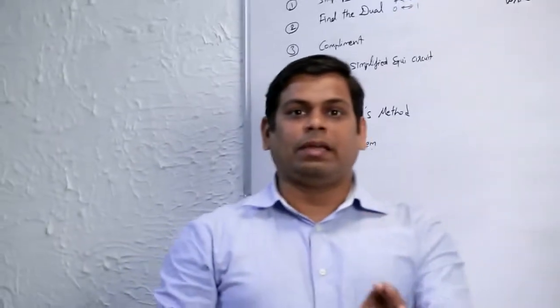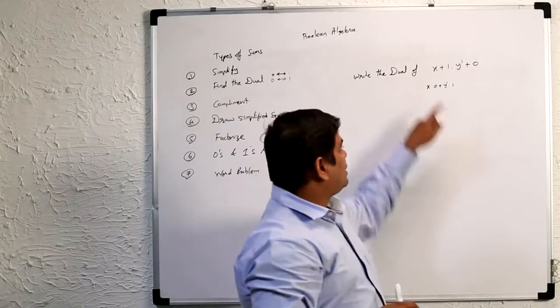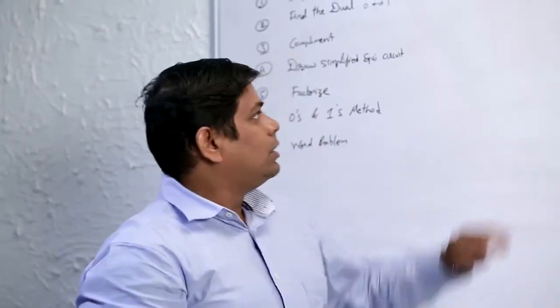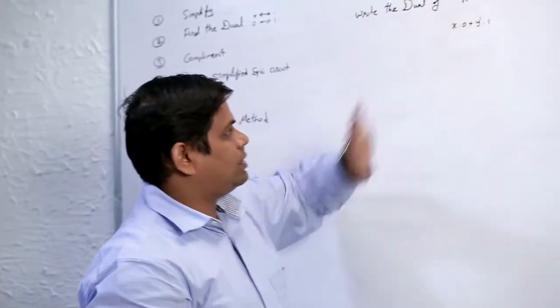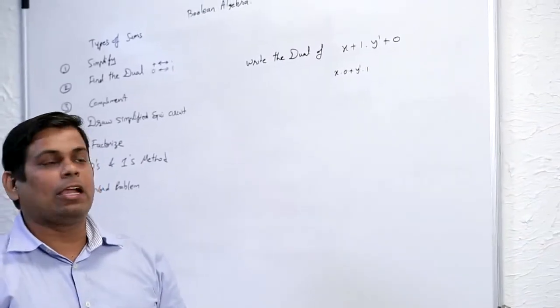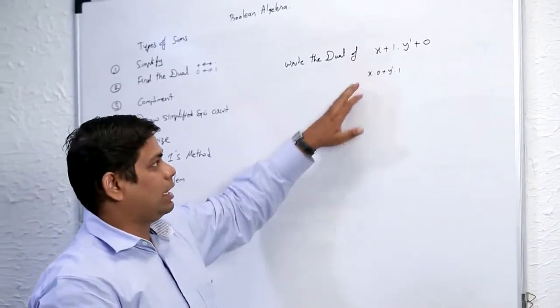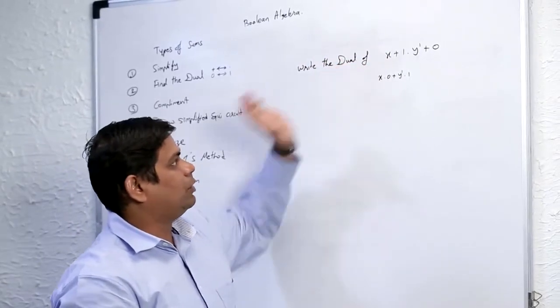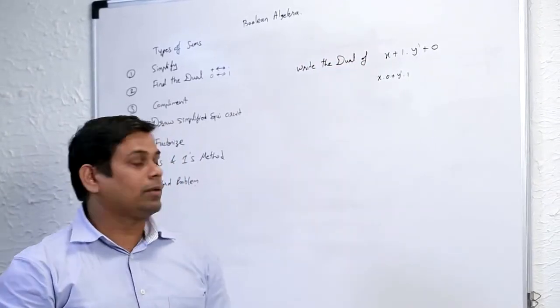A precaution has to be taken. I am not saying that this statement here is equal to the next statement. What I am saying is the dual of this statement is this. That's it. Okay, don't get confused. I never said this and this are equal. The dual of this statement is this. Finish. That's the end of it.